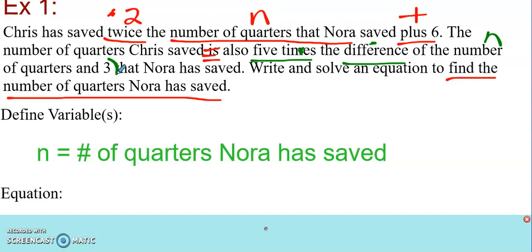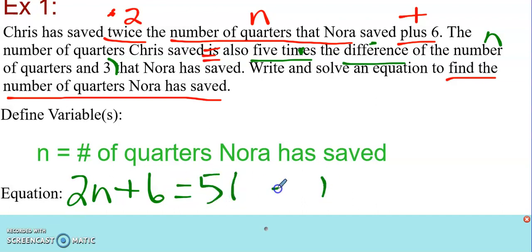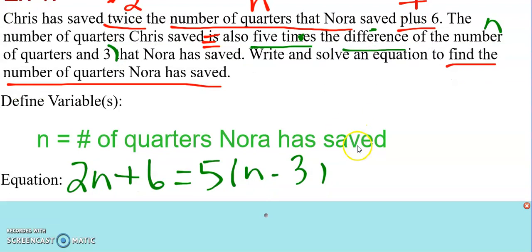Okay. So let's go ahead and write this equation. Twice the number of quarters, 2n plus 6 equals 5 times the difference. 5 times the difference means 5, and I'm going to have a parentheses with a subtraction. The difference of the number of quarters n, and 3. That's my first job. Write the equation.